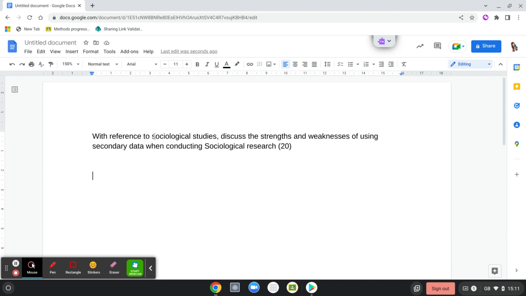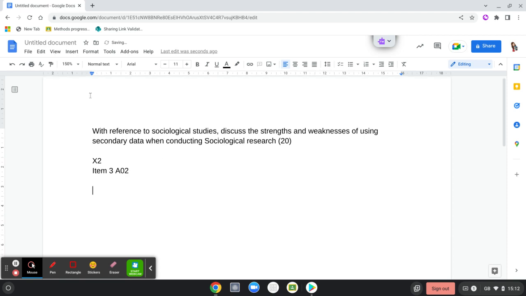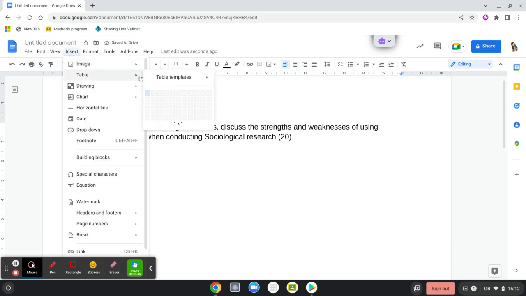So, reference to sociological studies: you have to give the examiner 2. We teach you 6, but you have to give them 2, and you absolutely must reference the item, even if it doesn't tell you in these 20s. If you don't, you won't gain 3 AO2 marks. So 2 studies, reference to the item, otherwise you're going to lose 3 AO2 marks. This is the one where you do the PEVRT structure.